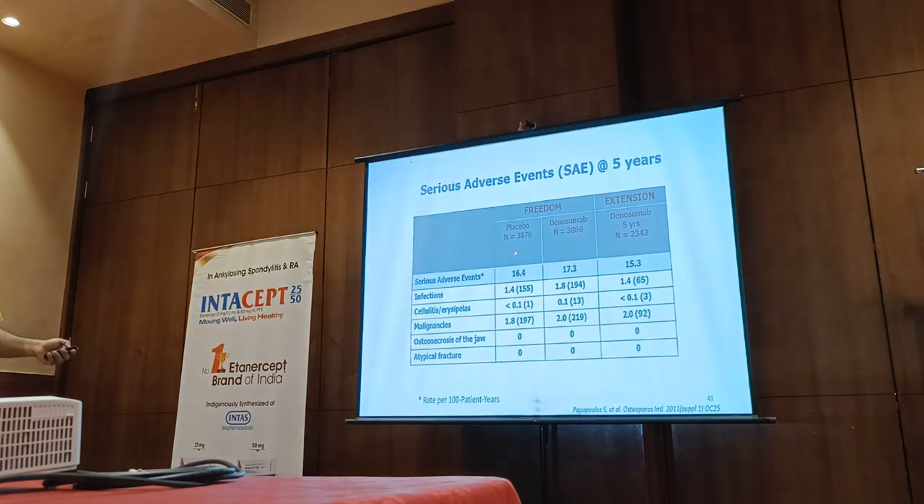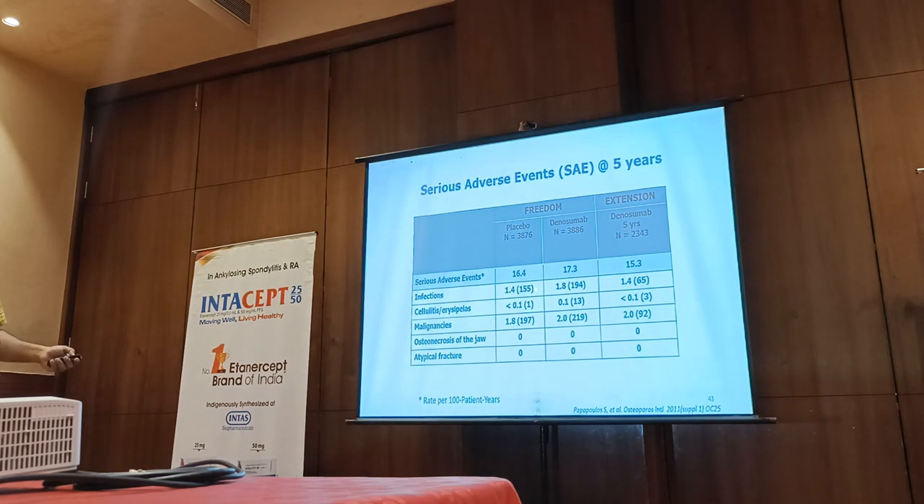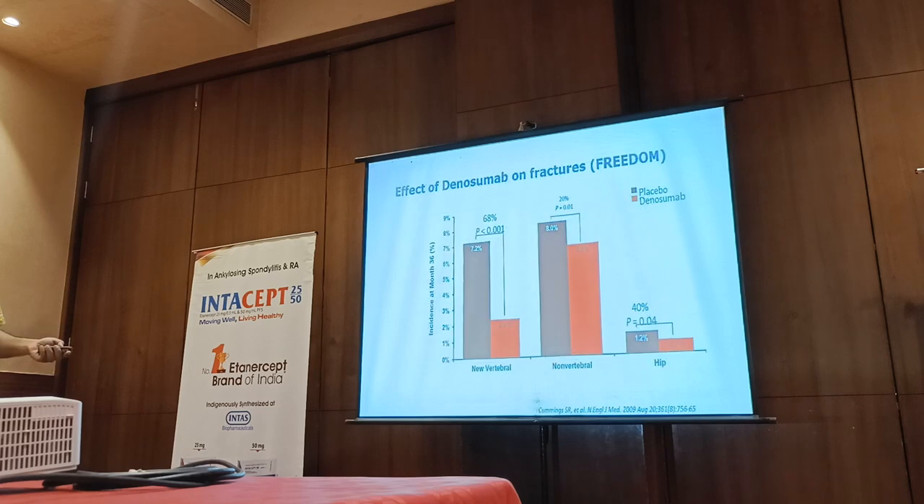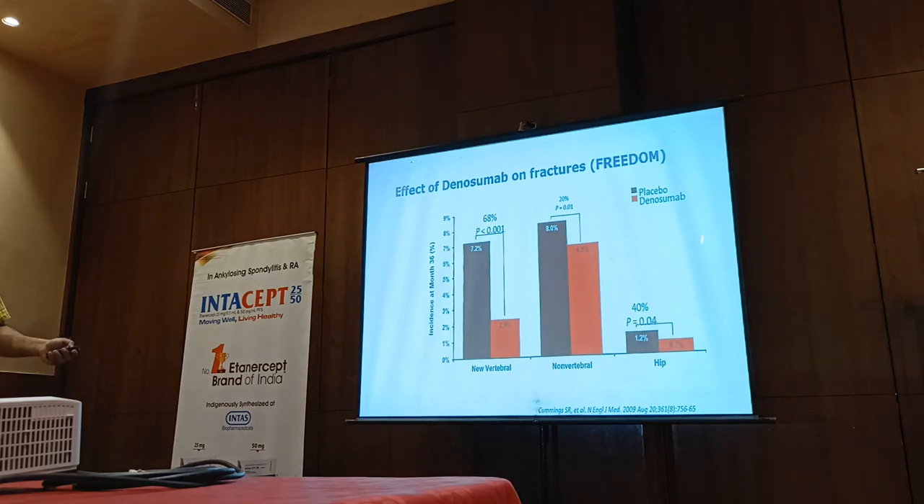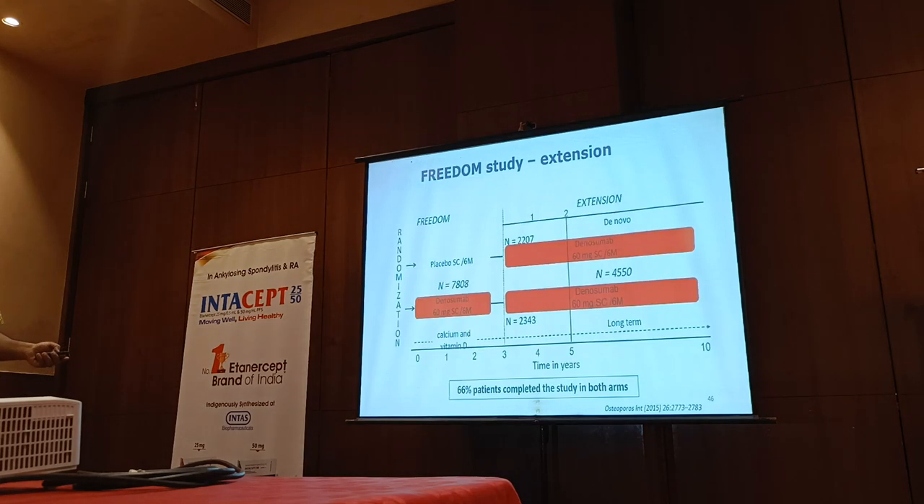Here in the serious events, you can see over 5 years there is some infection, cellulitis, malignancies, osteonecrosis is nil, atypical fracture is nil. This is the advantage of denosumab as compared to bisphosphonates and others. The effect you can see is quite high: vertebral and non-vertebral fractures as well as hip fractures are quite frequent in the placebo group and comparatively low in the denosumab group. Change in BMD, you can see is almost 9.2% in lumbar spine and 6% in the hip. It increases bone mineral density.